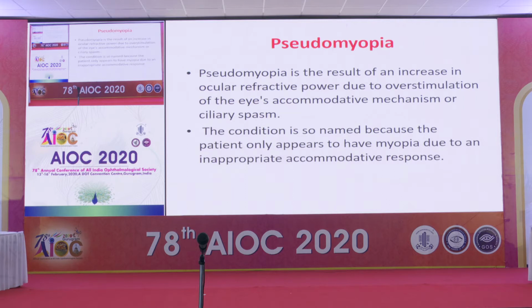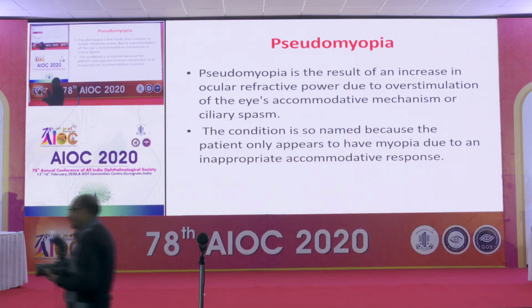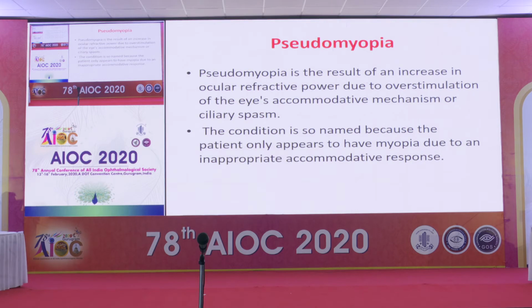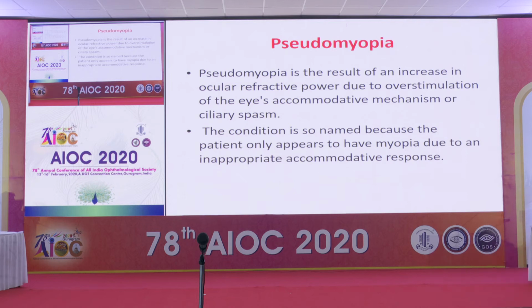Next, coming to pseudomyopia. Pseudomyopia is a very common entity we find in our clinical practice, especially in children. Sometimes we find very high myopia, and after doing cycloplegic refraction, we get to know the true refractive error. So whenever we find younger children, and even young adults, with high myopia wearing glasses for the first time, we should do a cycloplegic refraction.